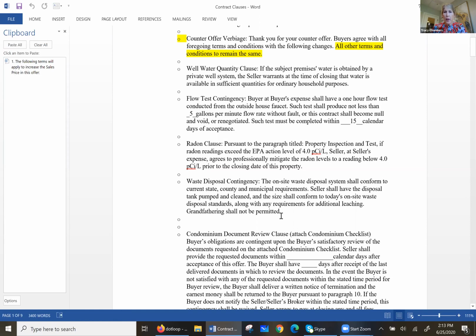And then grandfathering is not permitted. If I had a house with 2 bedrooms and a septic tank sized to fit a 2-bedroom house, and I put a big addition onto my house, well, something's got to change. And if I tried to sell that house and they said, oh, well, I'm grandfathered in, no, you're not. That's not permitted, because it would no longer be sufficient for the number of bedrooms that you had.